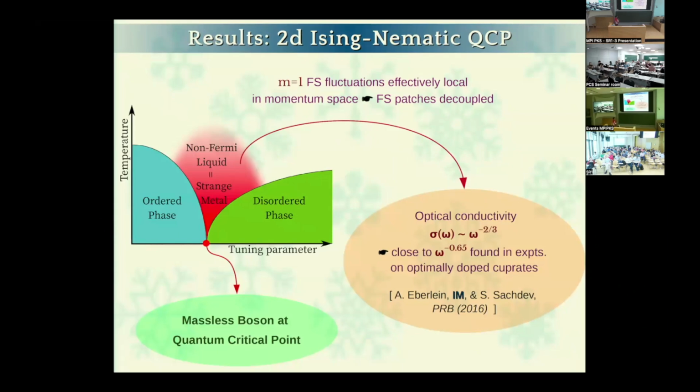Okay, so using this fixed point theory, or this control theory, which I will explain in more technical detail later, we computed the optical conductivity, sigma, as a function of the frequency of an applied AC electric field, and that we found to go as omega to the power minus 2/3. And this is close to some experimental values that were reported, and these experiments were performed on some optimally doped cuprates.